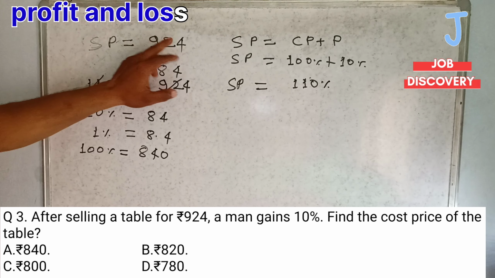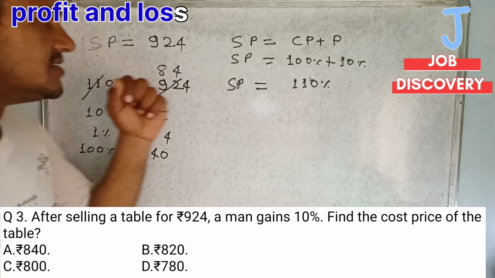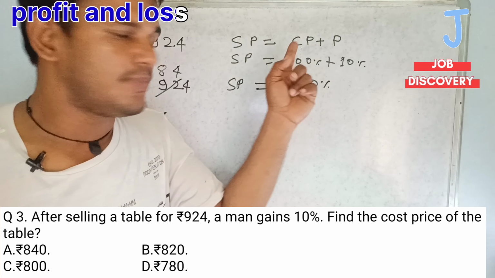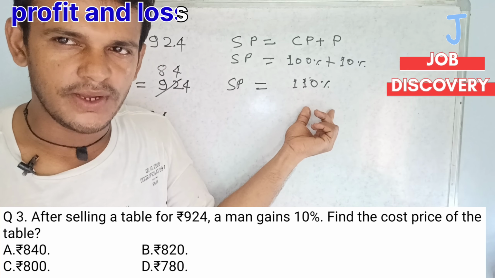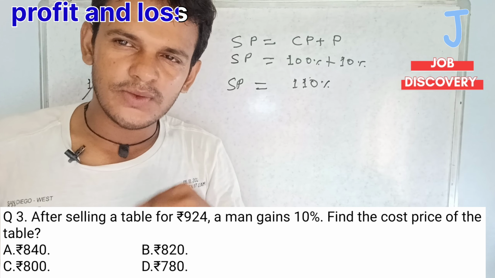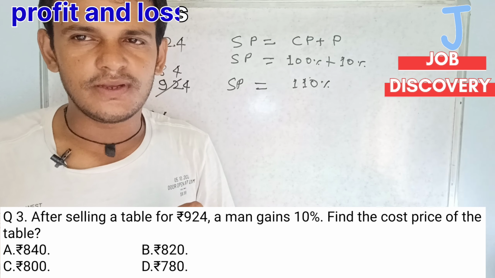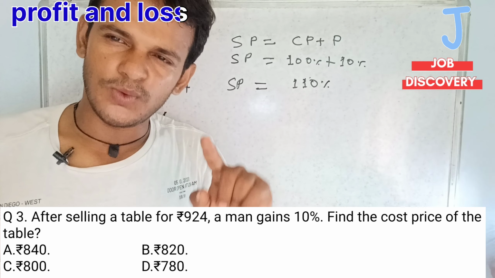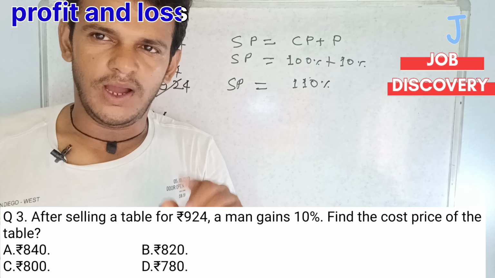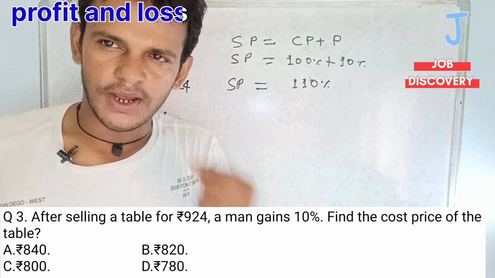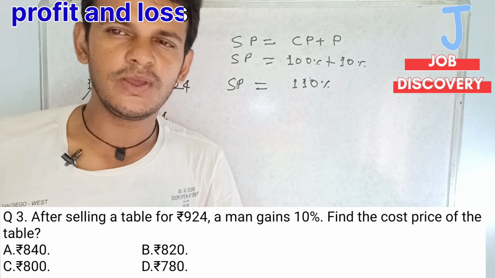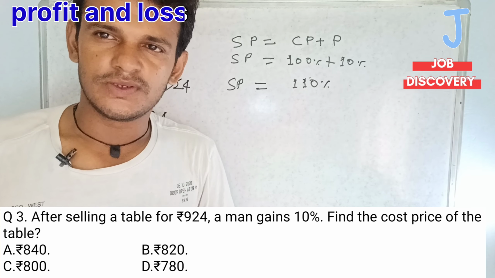Selling price is given 924. Selling price is equal to cost price plus profit. So selling price is 100% plus profit. Selling price will be 110%. In rupees, selling price is 924. But in percent, selling price is equal to 110. So 110% is equal to 924. So 1% will be 8.4. Our target is to find what is the cost price. Cost price is 100%. So 1 into 100 will be 100%. Similarly, 8.4 into 100 will be 840. So option A is the correct answer.